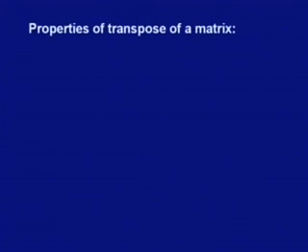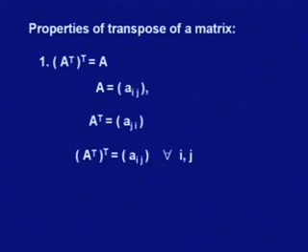Let us now discuss some properties of the transpose of a matrix. We start with the first property: A transpose and its transpose is A. So, if A is Aij, then A transpose is Aji as we have defined, then A transpose and its transpose will again become Aij, and this is true for all i and j. So, we have proved that (A transpose) transpose is A.